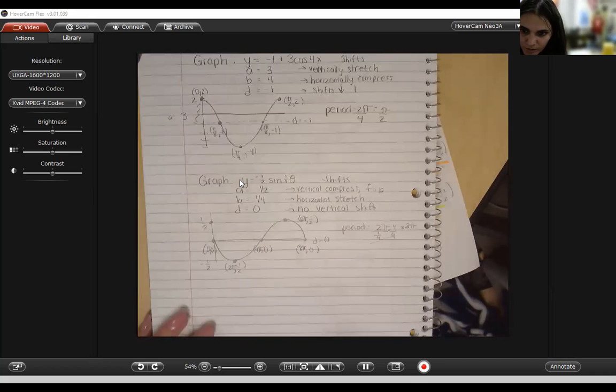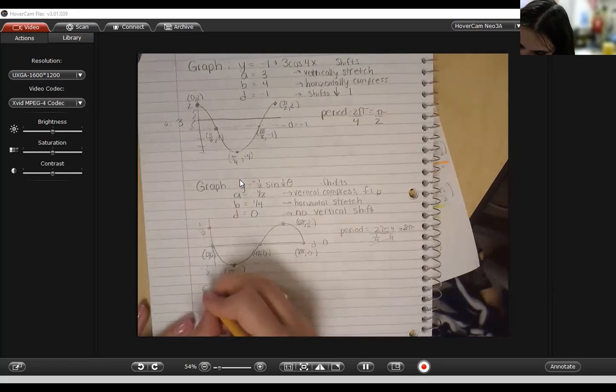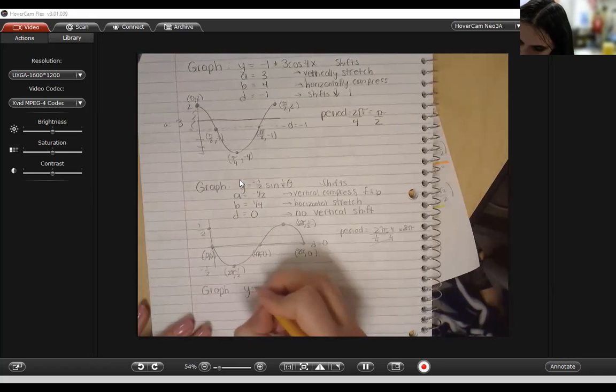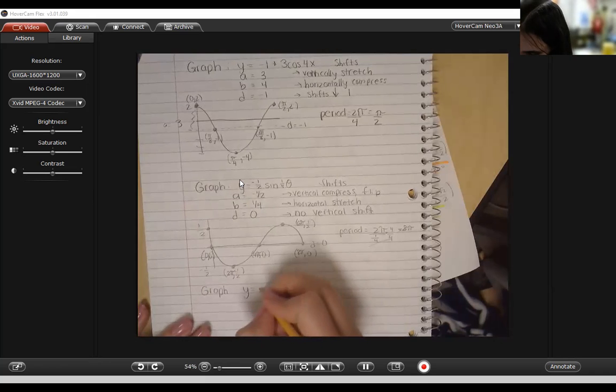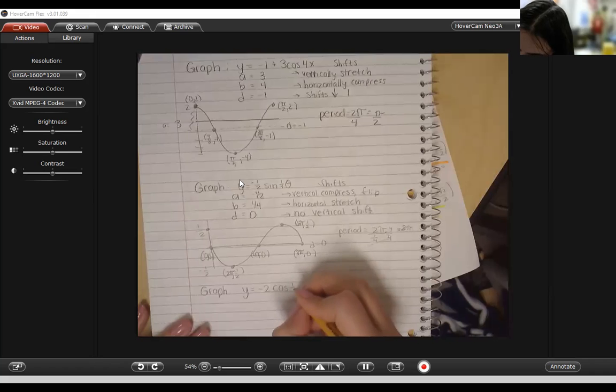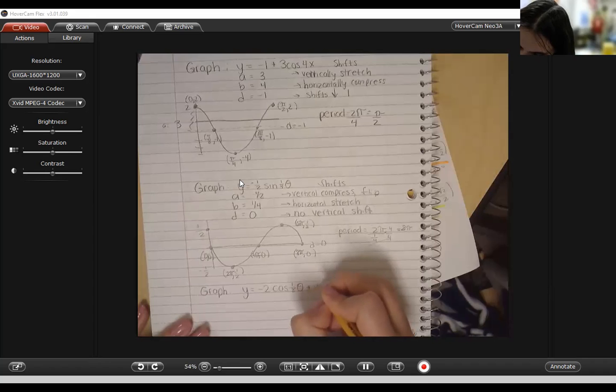All right, we'll do one more graph. We'll do y equals negative 2 cosine of 1/8 theta plus 4.